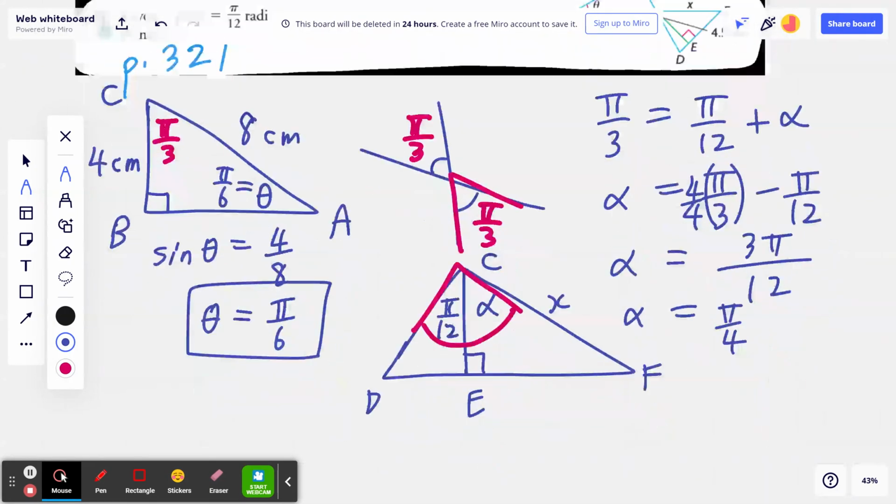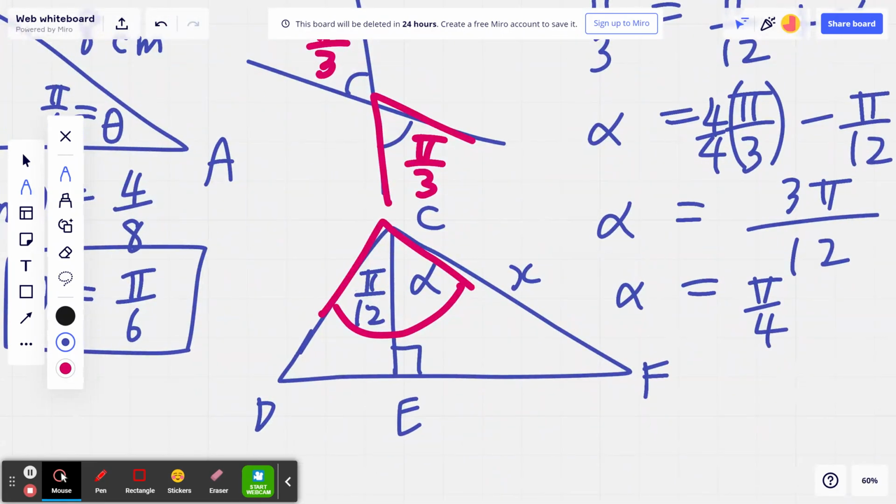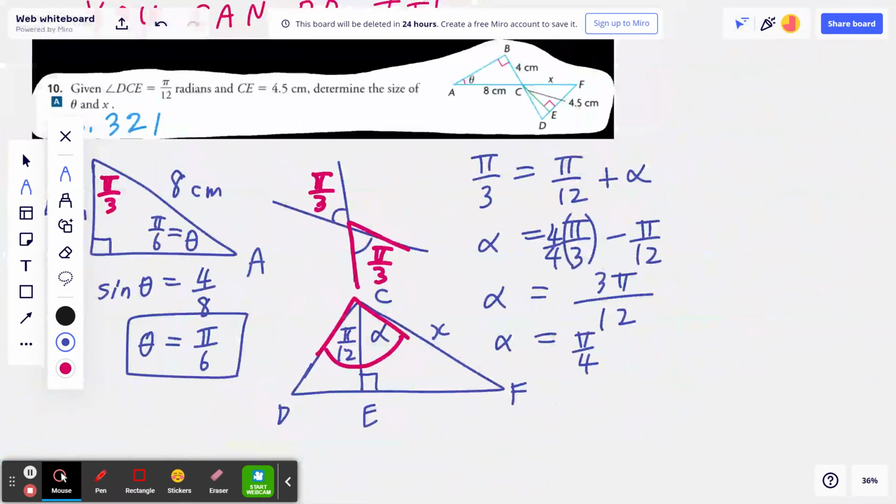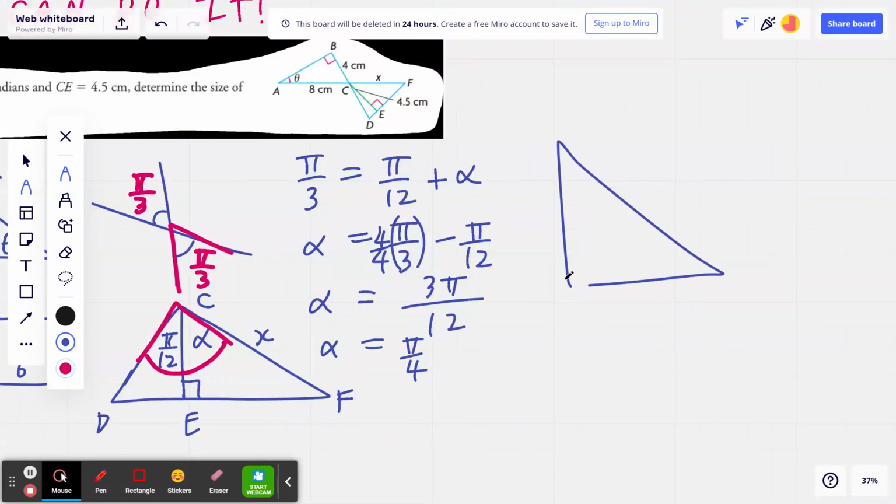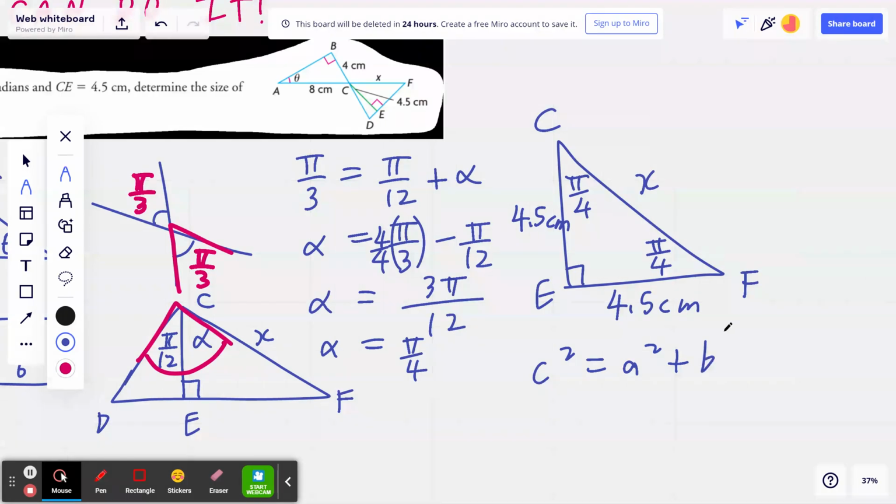This means this is the second special triangle, because now if I draw this out again for you, let's draw it like this. This is pi divided by 4. This is pi divided by 4. This is, of course, pi divided by 2. And again, that's C, E, and F. Now I can find x, knowing that 4.5 is going to be the measurement on this side right there. And since this is going to be 4.5 centimeters, this must be 4.5 centimeters as well, because both angles are pi over 4. I can go back to c squared equals a squared plus b squared.